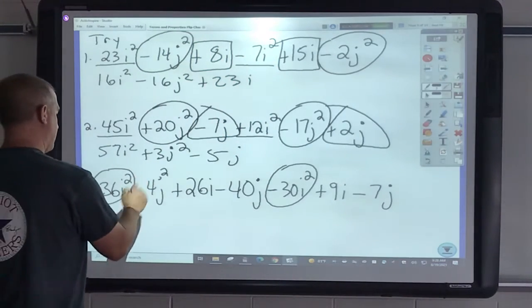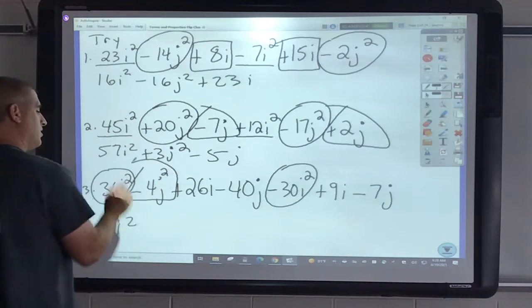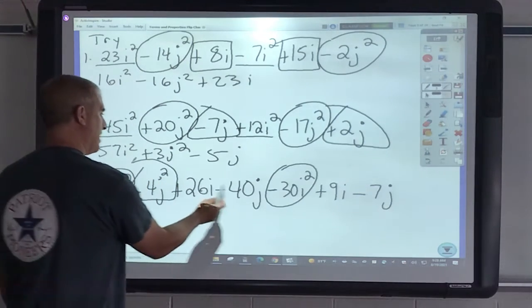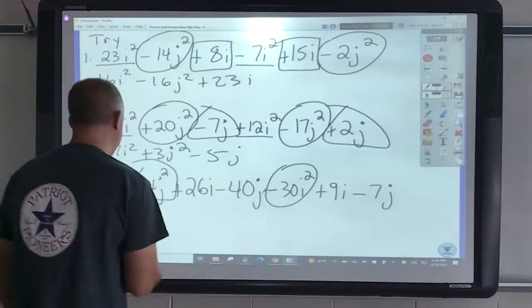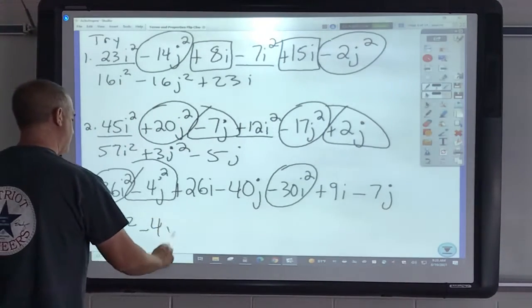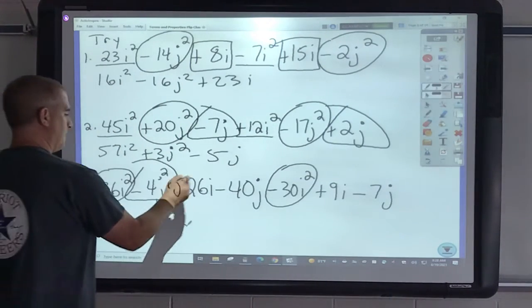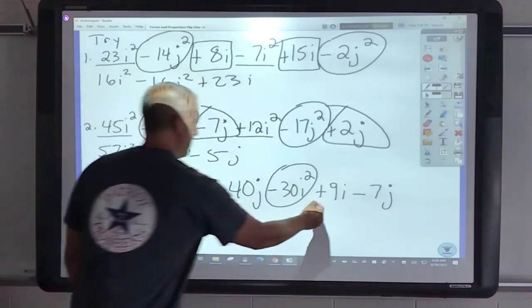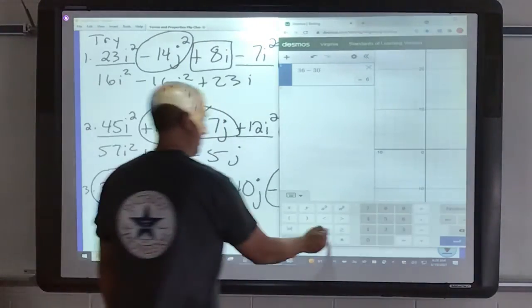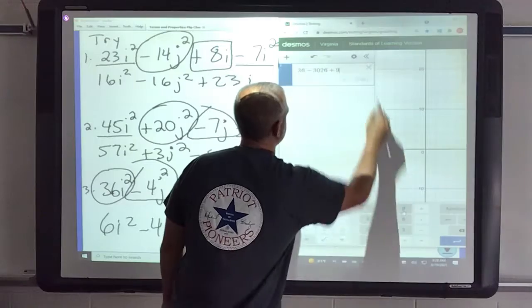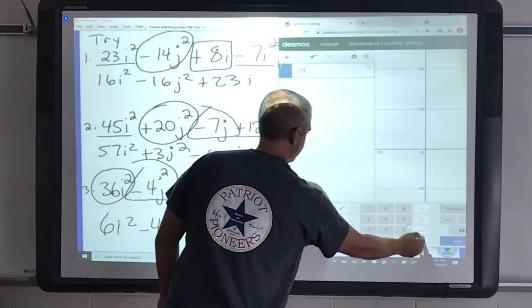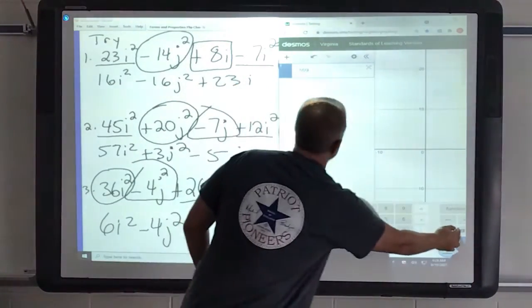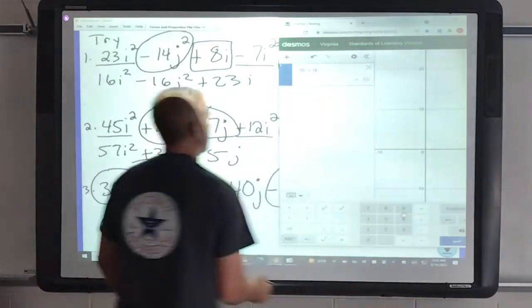Then I got negative 4j squared. Now, I got j, that doesn't count. So I just have to drop this down. There's nothing to combine. Then I got 26i and 9i. So 26 plus 9 is 35i.